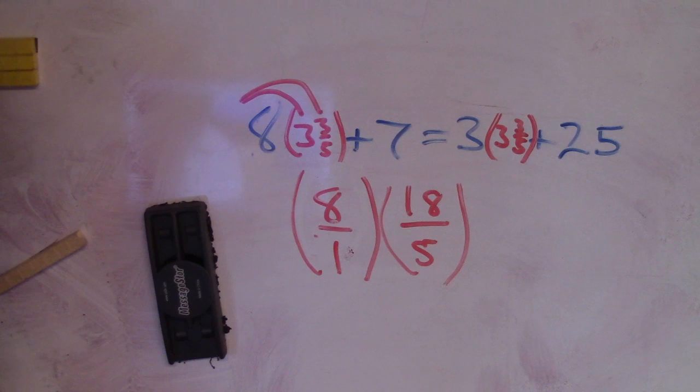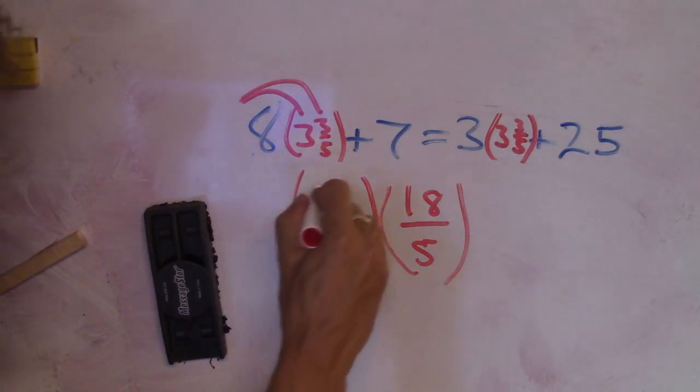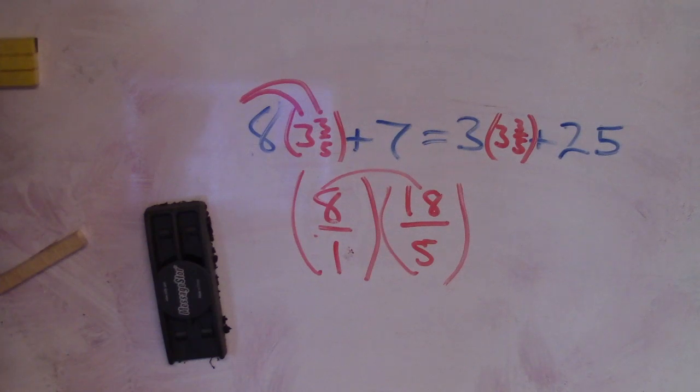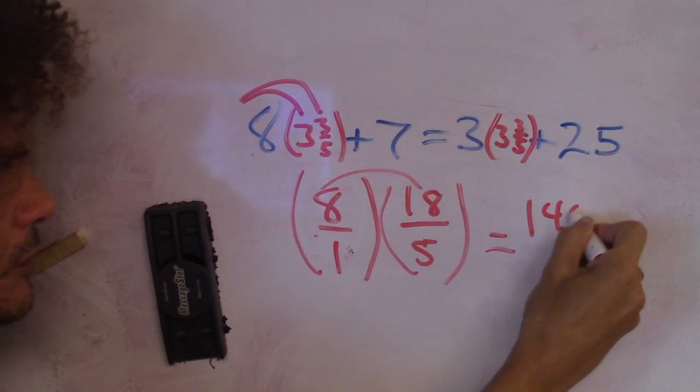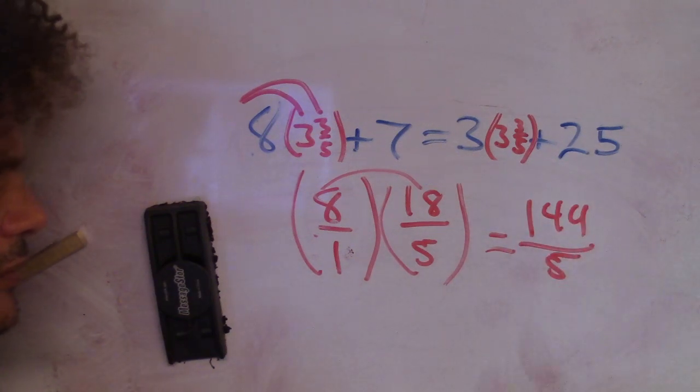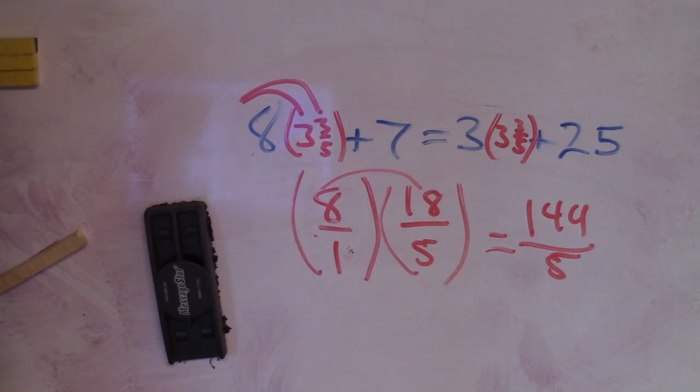Yeah. Which is what? Wait, 8 times 8, you said? 8 times 18. Well, 8 times 18 is 144. And then divide that by 5. 144 divided by 5? Yeah. Well, 140 should be easy, shouldn't it? Yeah, 140 is like... 20.